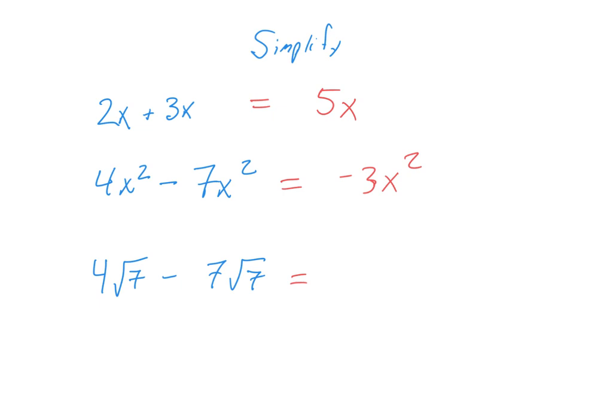All right, and then this is the same idea, although maybe we have not seen it as much with the square roots. I have 4 square roots of 7, and I'm taking away 7 square roots of 7, and it would be -3 square roots of 7. Again, we're looking at basically identical things, and we're counting as we add and subtract and simplify.